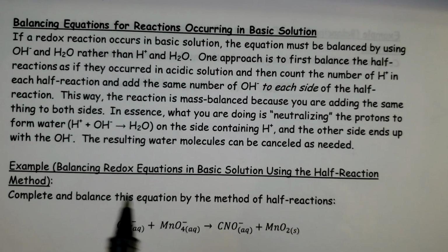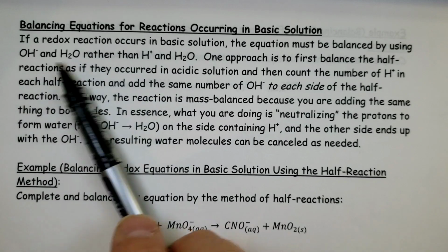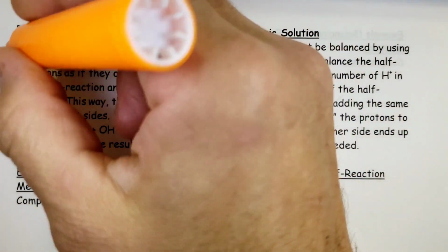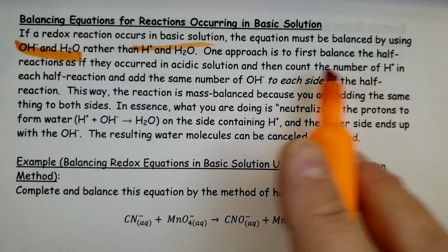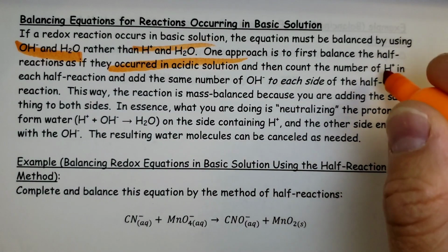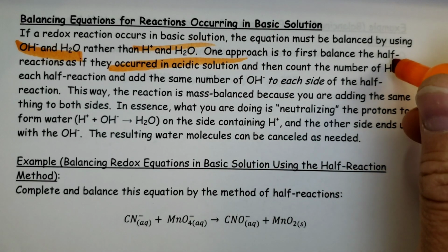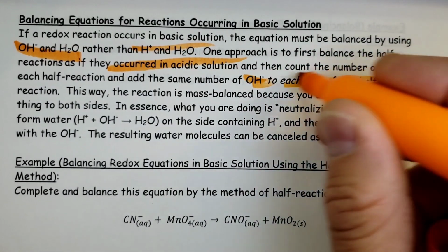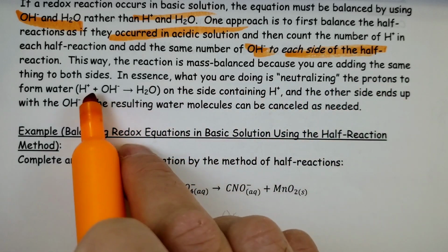So if it's in a base solution, there's only a slight tweak that we have to do. So if a redox reaction occurs in a base solution, the equation must be balanced using OH and H2O rather than H plus and H2O. One approach, which I think is the easiest one, is to first balance the half reactions as if they were in an acidic solution. Then, because what gives it an acidic solution is those extra H pluses, if we can count the number of H plus in each reaction and add the same number of OHs to each side of the half reaction, we can balance it. So this way the reaction is mass balanced because you're adding the same thing to both sides.